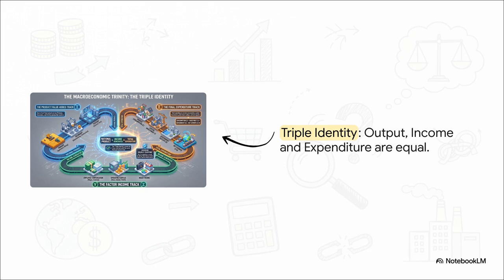Notice the three distinct paths here. You've got the product track, the factor income track, and the final expenditure track. The golden rule you need to remember is that national product equals income generated, which equals total expenditure. Basically, every time something is produced, income is generated for someone, and that income is eventually spent. It's this continuous, looping cycle. Today, we're going to look really closely at the specific hurdles on the expenditure and income tracks.